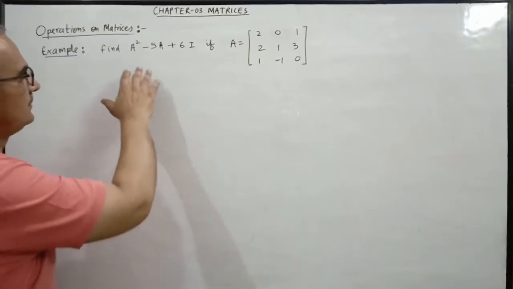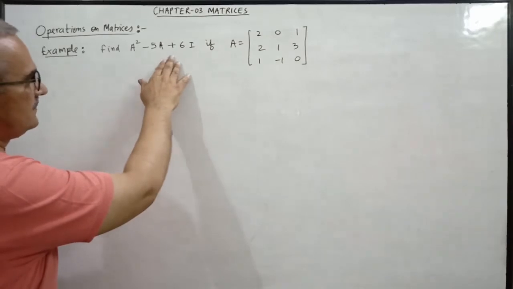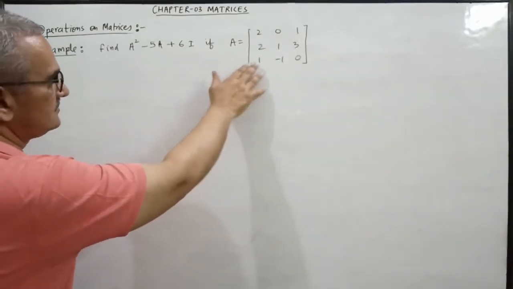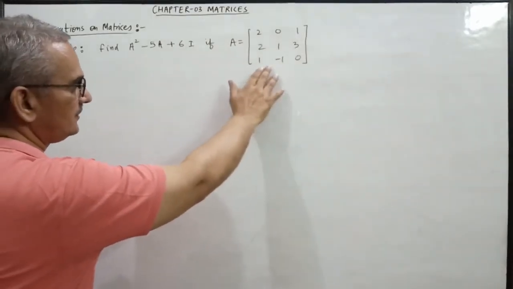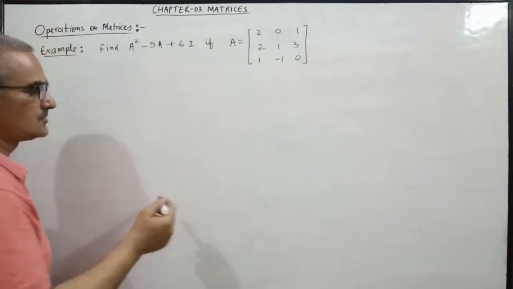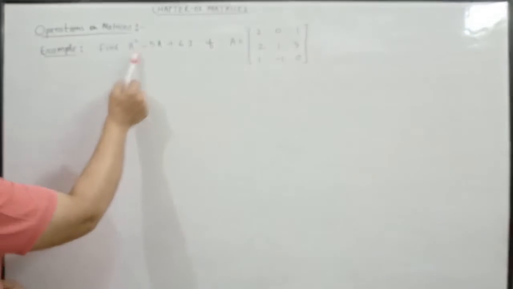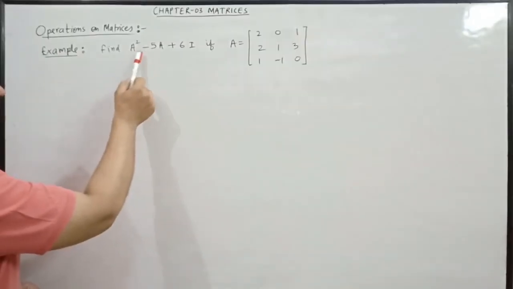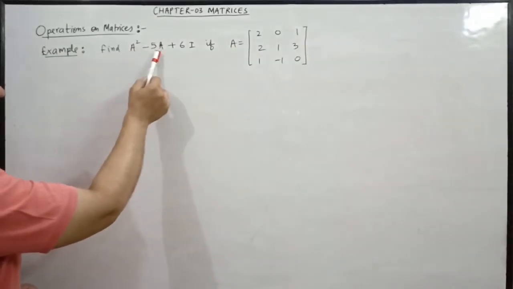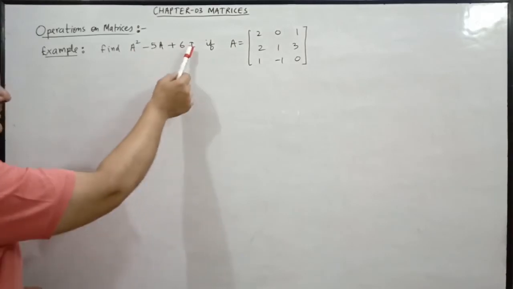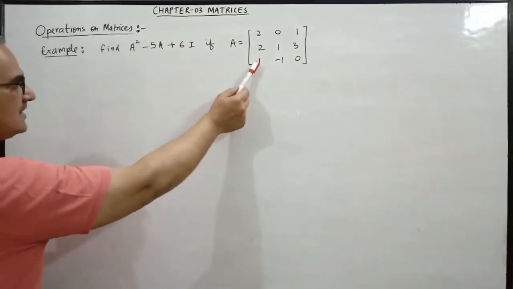Let's take this example. You have to find out A square minus 5A plus 6I if matrix A is equal to 2 0 1, 2 1 3, 1 minus 1 0. So this matrix is of order 3 by 3. For A square, first you have to find out A square, then minus 5A, and then 6I, where I is the identity matrix of the same order.